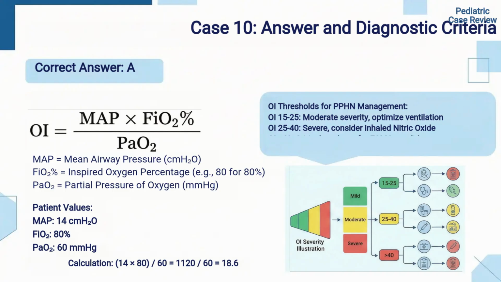The clinical thresholds are important to memorize. An index of 15 to 25 indicates moderate severity and warrants ventilation optimization. 25 to 40 indicates severe disease and is an indication to start inhaled nitric oxide. Greater than 40 indicates critical disease and should prompt evaluation for extracorporeal membrane oxygenation.